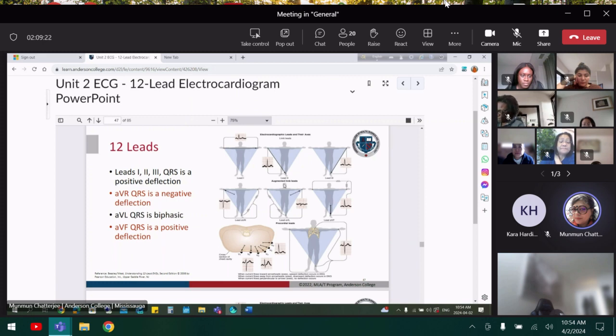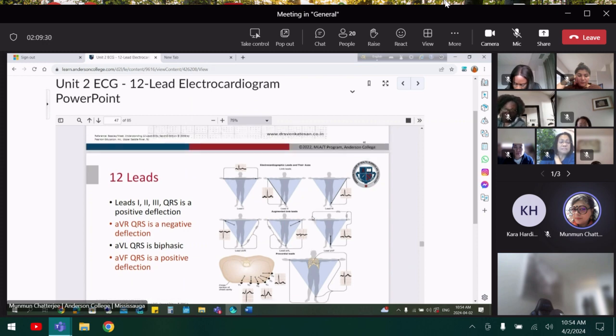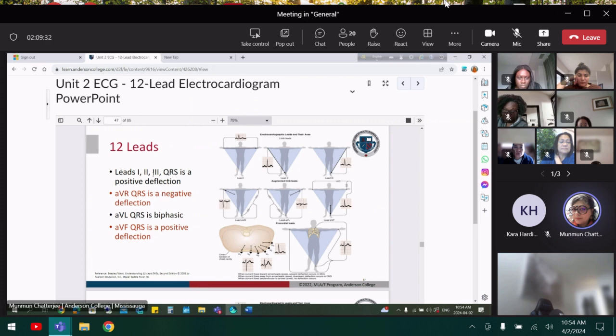So this is the chart. You don't need to remember that much. It's very complicated. But you can just remember numbers 1, 2, and 3. What are the standard leads or limb leads? They give the positive deflection for the QRS complex, only the QRS complex. What is aVR? Which is this one?